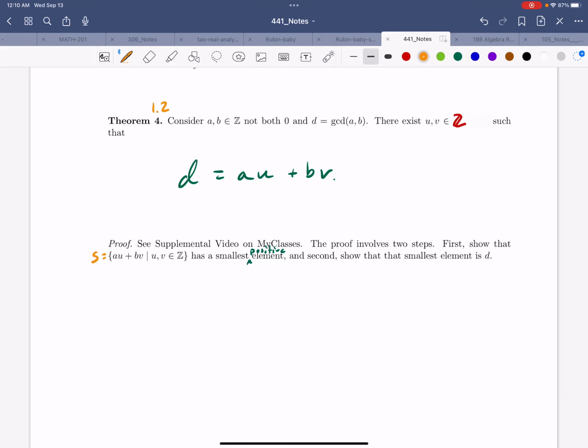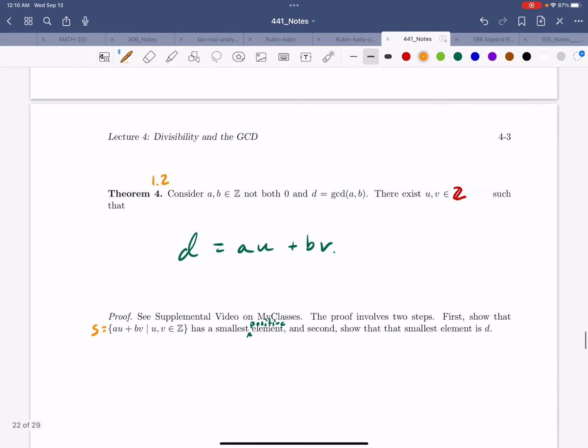Hey everyone, let's prove Theorem 4 from Lecture 4, aka Theorem 1.2 from Section 1.2. It says, consider integers a and b not both 0 and their greatest common divisor d. There exist integers u and v such that d is a linear combination of a and b: d equals au plus bv.